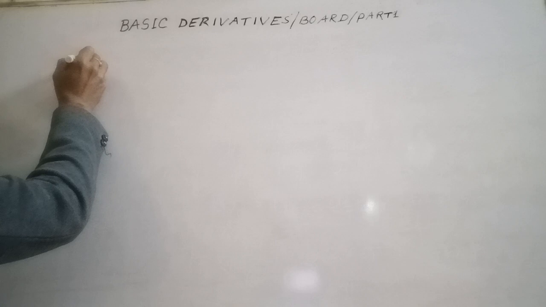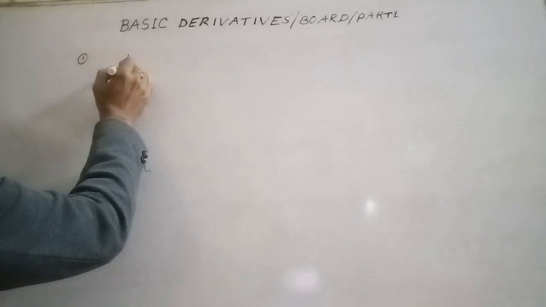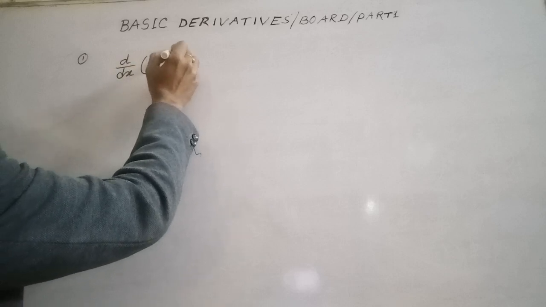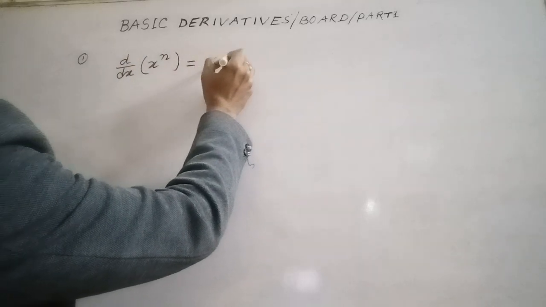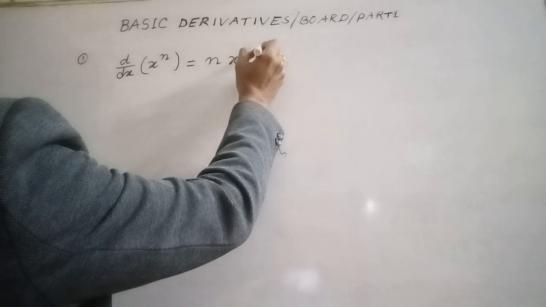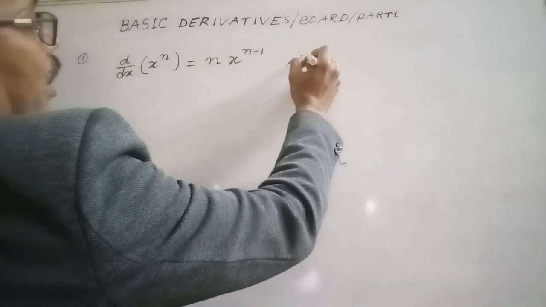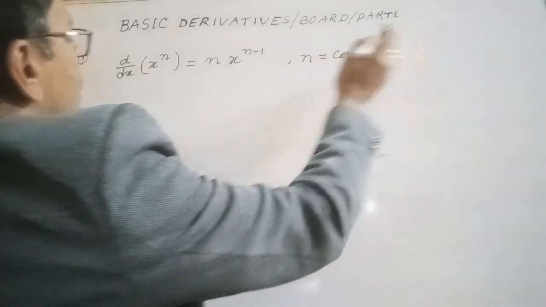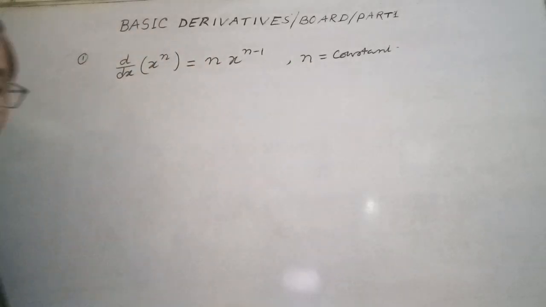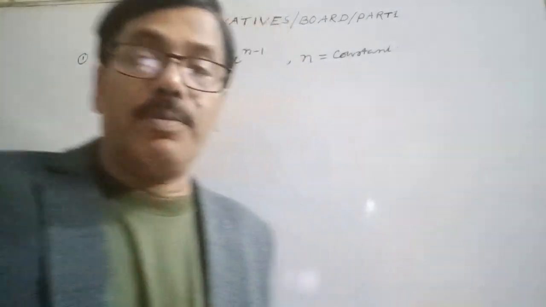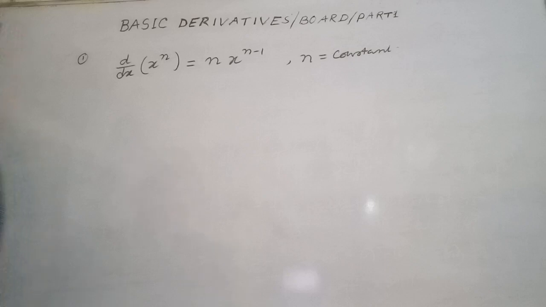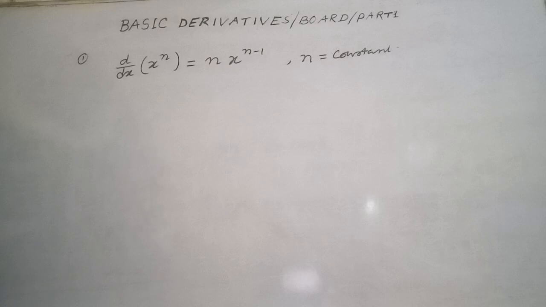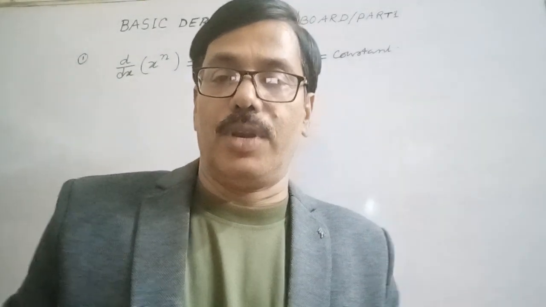Number 1. Derivative with respect to x, d dx of x to the power n, so n into x to the power n minus 1, where n equals a constant. If n is constant, then n comes forward and the power diminishes by 1. So what is the restriction? n is constant and this x is an algebraic function, a linear algebraic function.